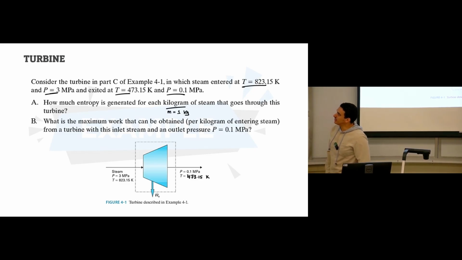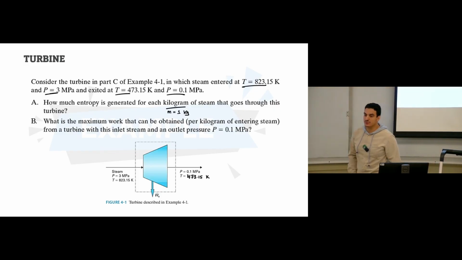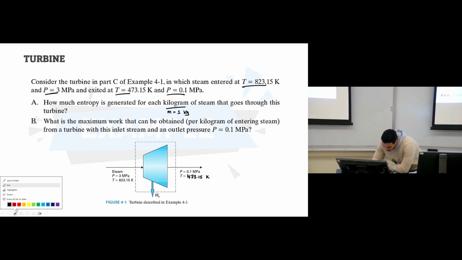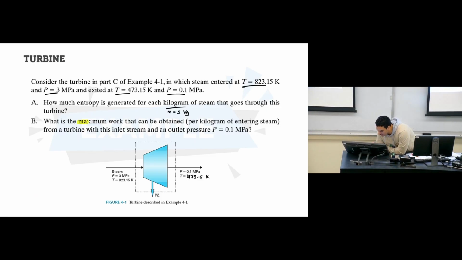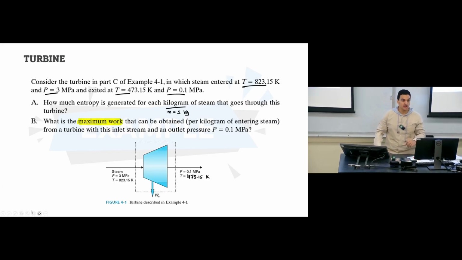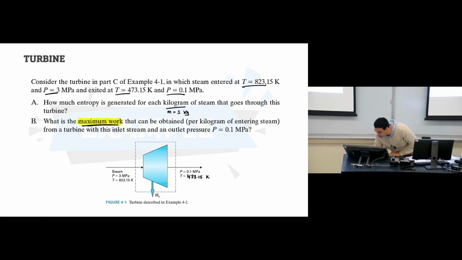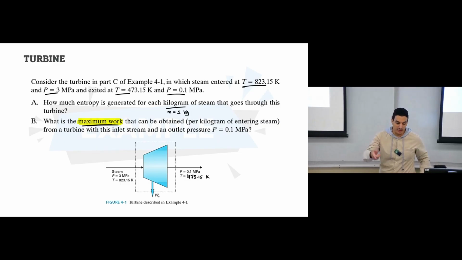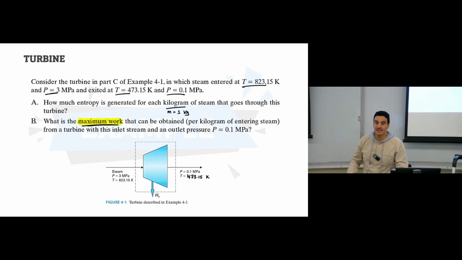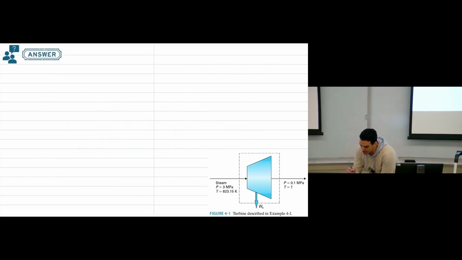The second requirement says we need to calculate the maximum work that can be obtained from this turbine. Okay. So what can you understand from this one? You see this statement, maximum work. In order to obtain the maximum work from any process, here he is telling you that you need to make an assumption. Do you need to assume the process is reversible or irreversible? Should be reversible. So this word, maximum work, is just giving you this information to make you do this assumption. You need to assume the process is reversible, because only a reversible process will give you the maximum work.